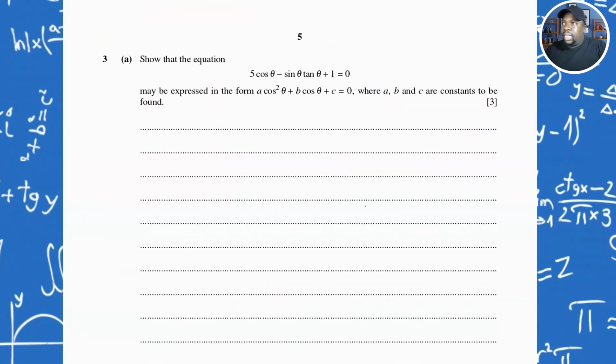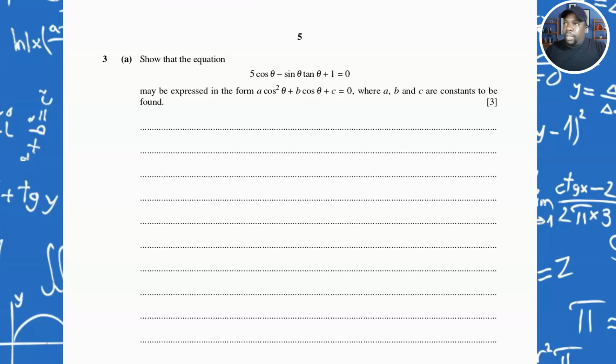On question 3, part A, it says, show that the equation 5 cos theta minus sin theta tan theta plus 1 equal to 0 may be expressed in the form a cos squared theta plus b cos theta plus c equal to 0, where a, b, and c are constants to be found. So let's answer this particular question here.